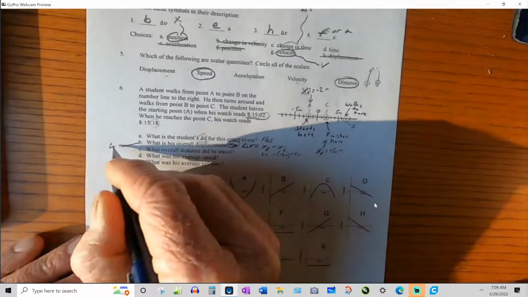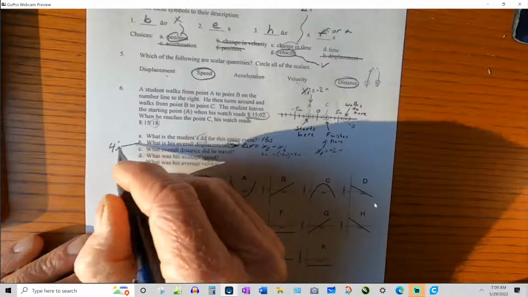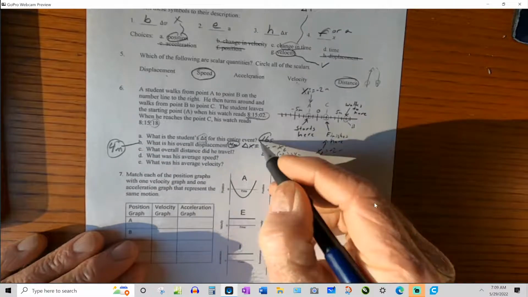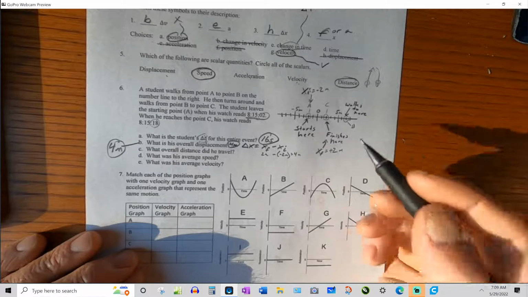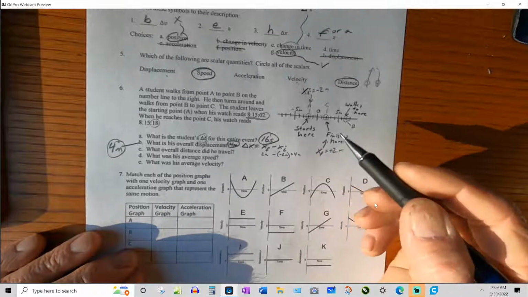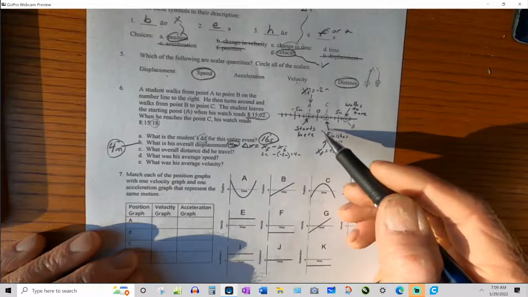Let me write it over there again, so it's a little bit easier to read. What overall distance did he travel? So for distance, we need to add up every meter that he traveled, whether it's positive or negative, we just add it.